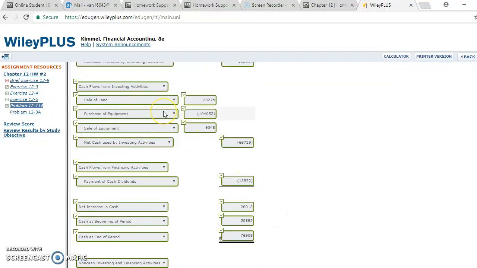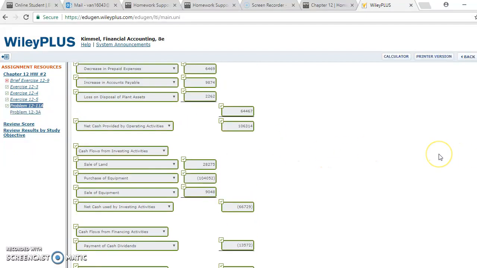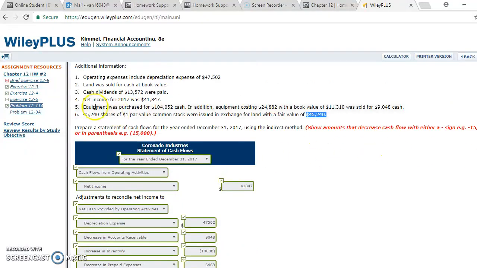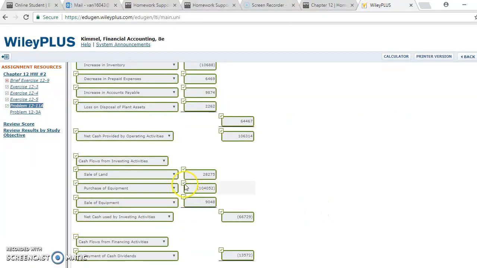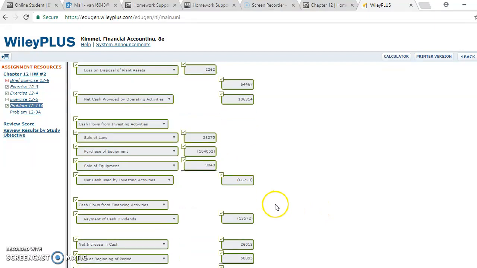So next we have the purchase of equipment. This is going to end up being a negative value because we are spending money. Lots and lots of spending money. That information was provided right up in here. Equipment was purchased for $104,052. Again, this is a negative amount because we are spending cash. So we are going to credit that cash account, so that is going to be a negative value in here.